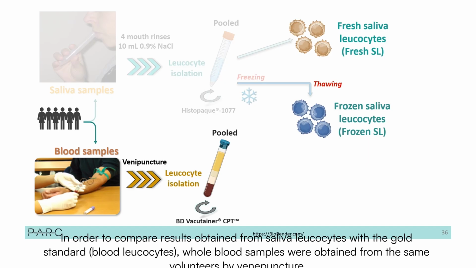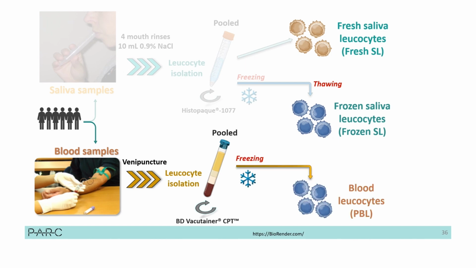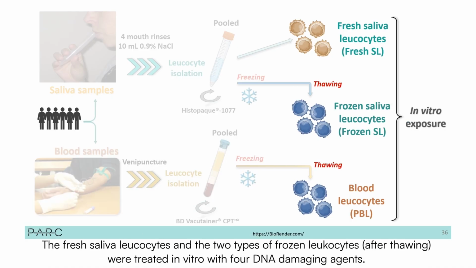In order to compare results obtained from saliva leukocytes with the gold standard, the blood leukocytes, whole blood samples were obtained from the same volunteers by vein puncture, using percutaneous CPT tubes, and the leukocytes were isolated following the manufacturer's instructions. Isolated blood leukocytes from all donors were also pooled together, resuspended in the same freezing medium, and stored frozen until analysis, at least 1 week. The fresh saliva leukocytes and the 2 types of frozen leukocytes, after thawing, were treated in vitro with 4 DNA-damaging agents.